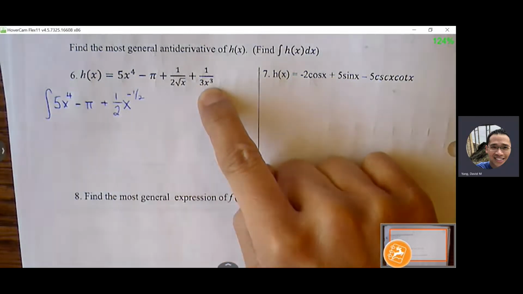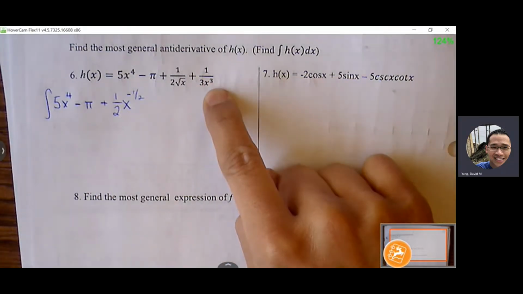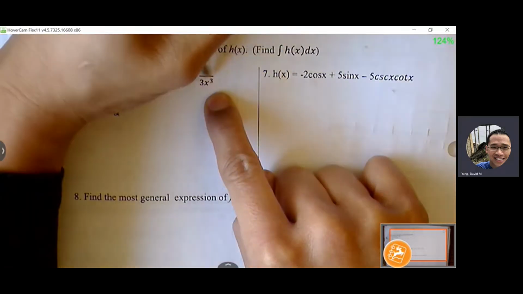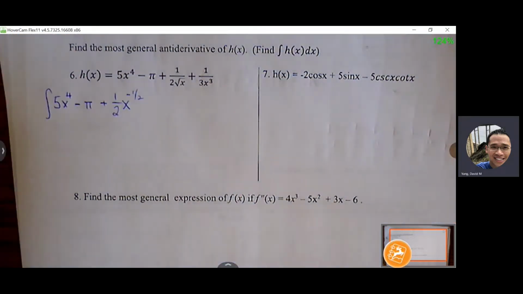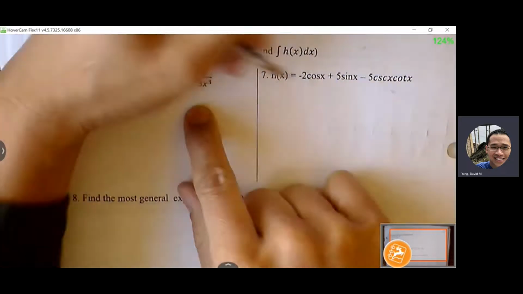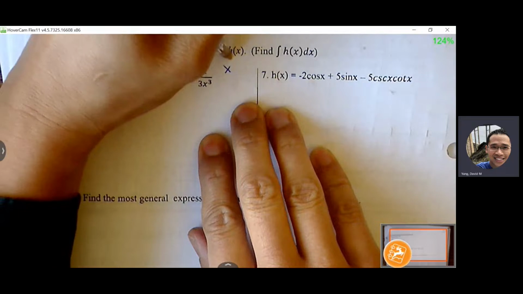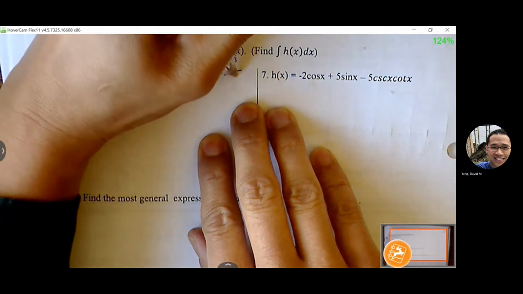Okay, how about the last term? How would any adjustment be needed here? Good. Okay, so the first thing is understanding that when you move that x, the 3 is not going to move. That 3 is going to stay in the denominator. So x to the negative 3 over 3.